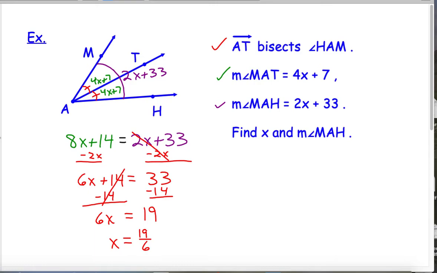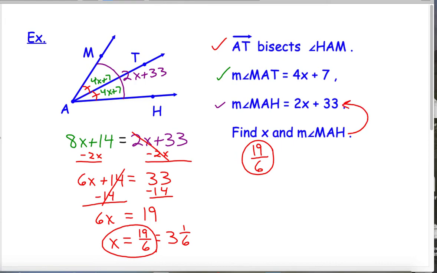That doesn't go in evenly. That's actually a mixed number. That's 3 and 1 left over. So you can leave your answer as that, x equals 19 over 6. And that's fine. So I'll write here, find x equals 19 over 6. So that's that answer. The next thing says find the measure of MAH.